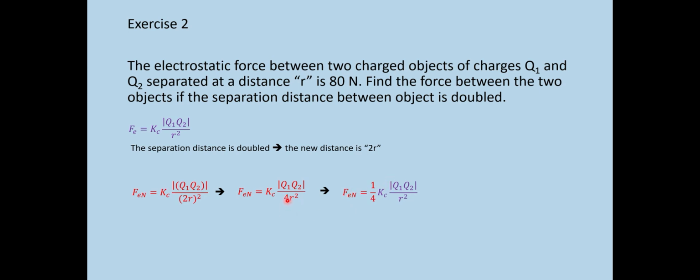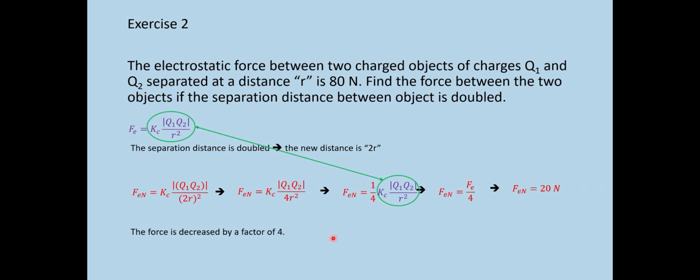I take 1 over 4 out of the force. Same thing, this is the original force, as you see, Kc Q1 Q2 over r squared, which is Fe. Then the new electrostatic force is equal to Fe over 4. If we replace, 80 over 4 is 20 newtons, then we can say that the force is decreased by a factor of 4.